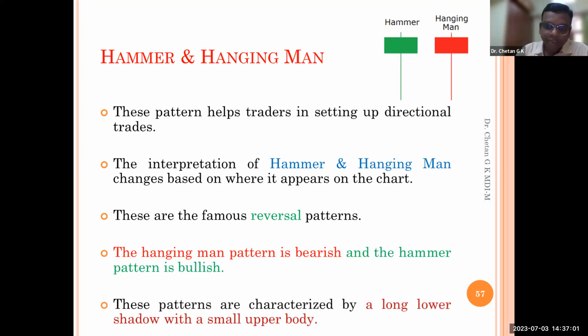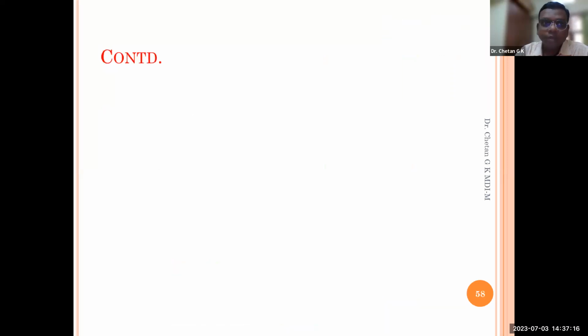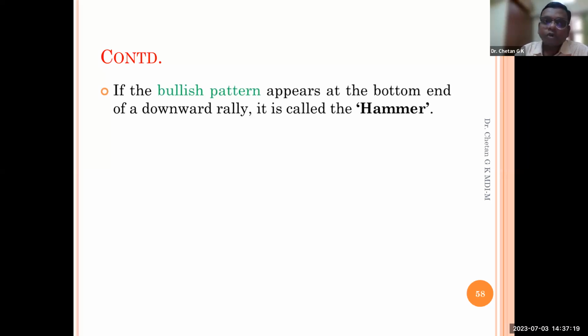So these patterns are characterized by a long lower shadow with a smaller upper body. You can see the body and the wick; the shadow is also called the wick, right? So the wick is slightly lengthier than the body. That is what characterizes it. If the bullish pattern appears at the bottom end of a downtrend rally, it is called a hammer. Downward rally means markets are significantly down and a hammer forms. What you can expect is the market will reverse and it is going to be an uptrend now.